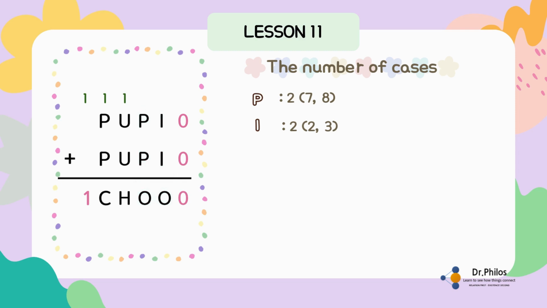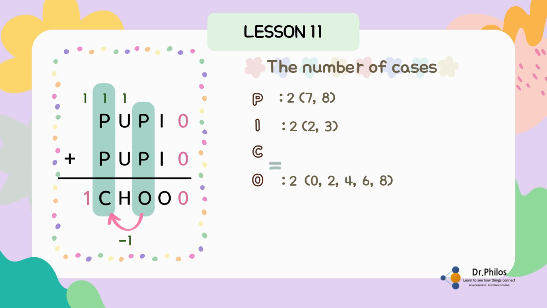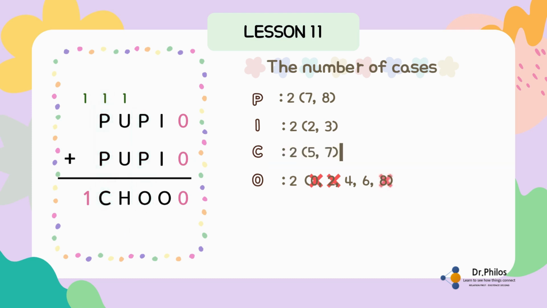The number of cases for C and O will be the same, since C minus O equals 1. How many cases do C or O have? O has 2 cases, 4 and 6. O is an even number, but 0 and 2 are dropped. And if O is 8, C becomes 9, which is the same as P, so we drop that too. What a coincidence! P, I, C, and O all have the exact same number of cases.